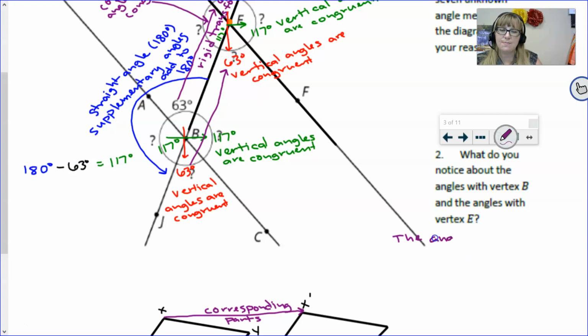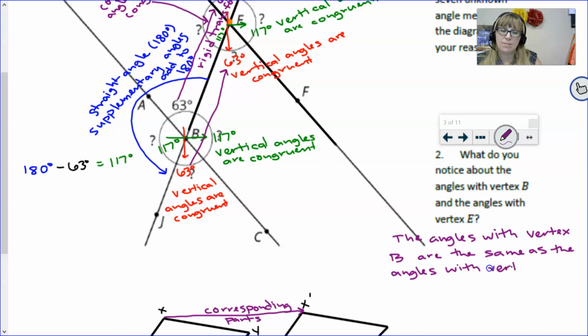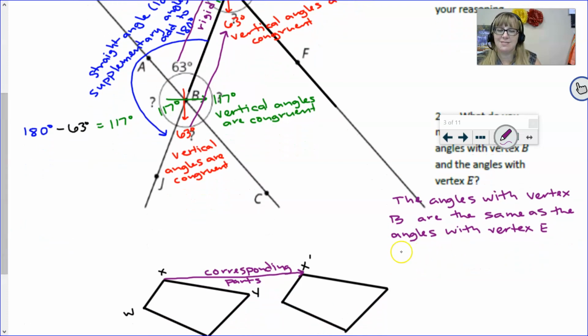The angles with vertex B are the same as the angles with vertex E, because they're corresponding parts after a rigid transformation.